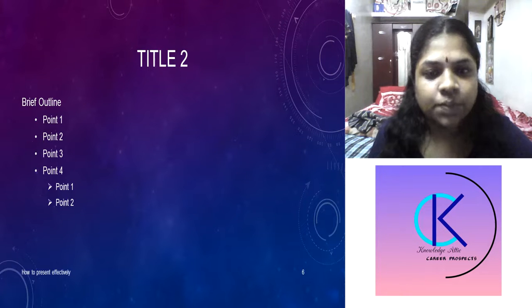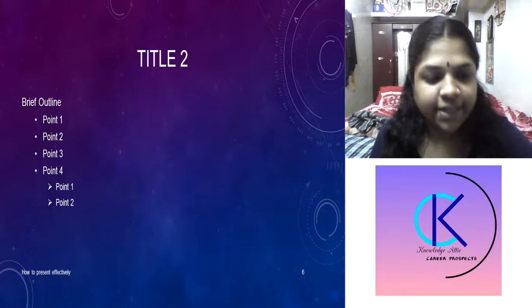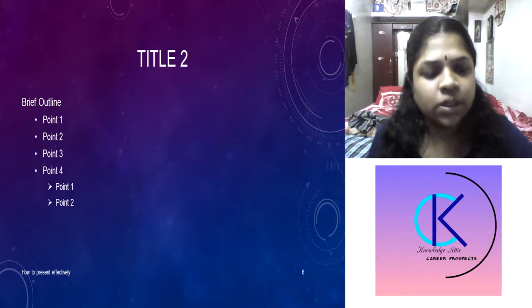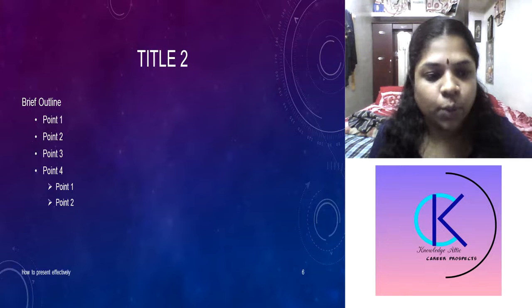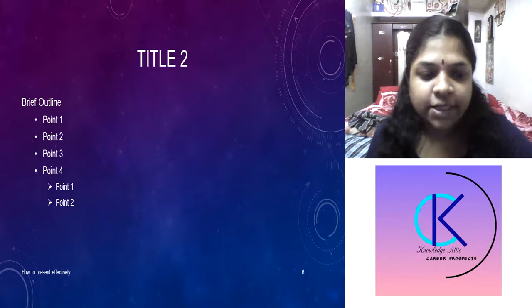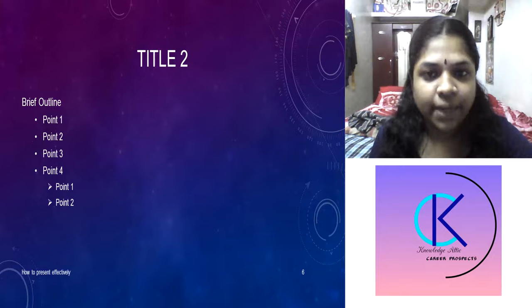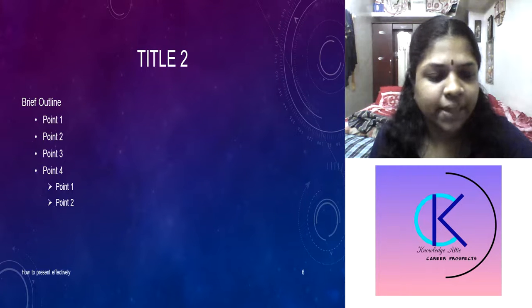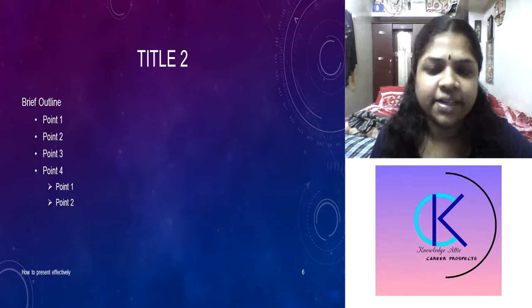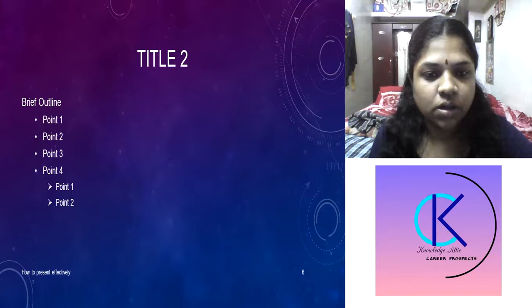So don't just keep on writing the point below that point itself. What you have to do, below point 4, you have to include point 1 and point 2, and you have to have a different bulleting point, so that it makes a clear note that the point referred to here is very different, and it comes under point 4. Clear now? So I'll move on to the next slide.